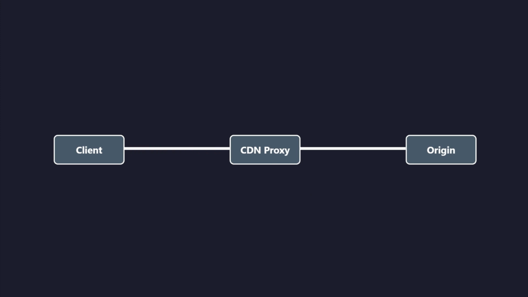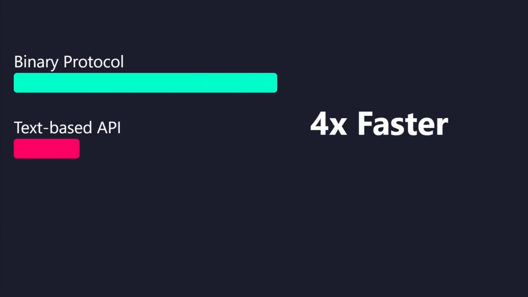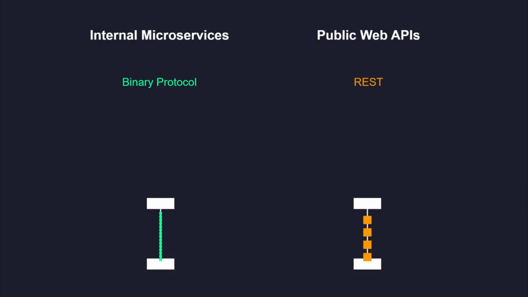Representational state transfer maintains a throughput advantage in read-heavy scenarios, where content can be cached at the network edge by standard proxies and content delivery networks combined. In our tests, binary protocols achieved 4 times higher throughput than text-based APIs on the same hardware, primarily due to reduced payload size and lower processor utilization during serialization.